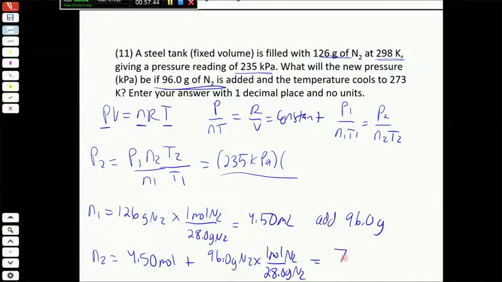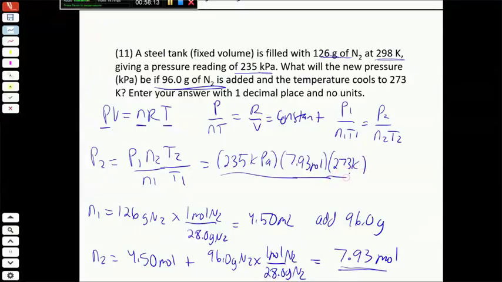So we add an additional 3.43, I think it is, and that comes out to then a total of 7.93 moles. So it has to be the total amount of gas we have, not just the amount we added to it. It's the sum of the two. So 126 plus 96 at the end, convert that into moles, which comes out to this number. So that's our value for N2, which is 7.93 moles. The final temperature, T2, was 273 Kelvin.